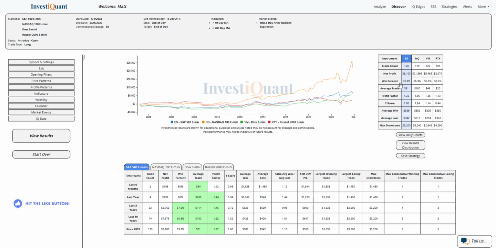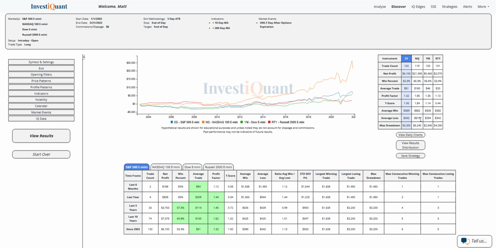Win rates on these just slightly favored. S&P coming in 53%. The NASDAQ 66%. That's the strongest out of all of them. The Dow 57%. The Russell 53%. So all of these just slightly favored, with the NASDAQ being the strongest at 66%.